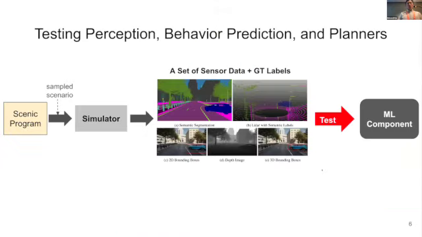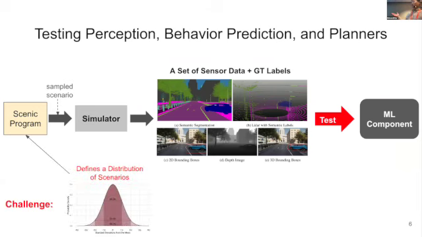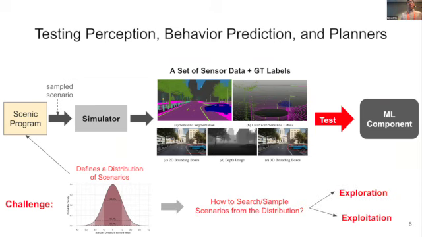So now to motivate why we may need Verify. Right now I just gave you an introduction as to how you may collect data using a Scenic program. Now the question is, isn't that enough to test your perception, behavior prediction, and planners? Well, there are some challenges to think about. For example, as you saw, Scenic is not just modeling a concrete scenario, but a distribution of scenarios. So the question is, how are you going to search through this distribution? Potentially, you can sample infinitely many scenarios, especially with distributions over continuous variables.